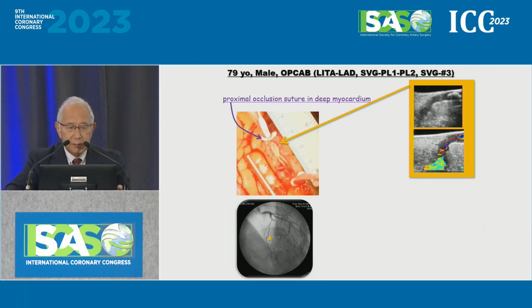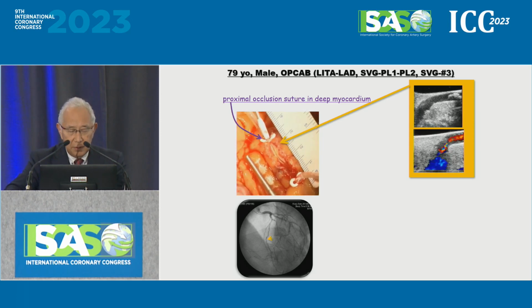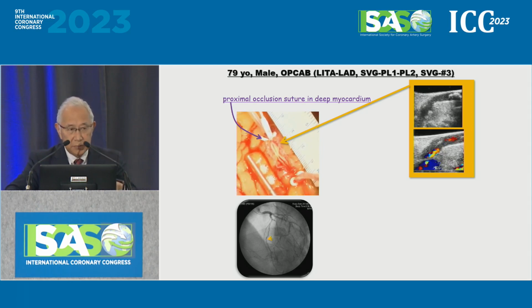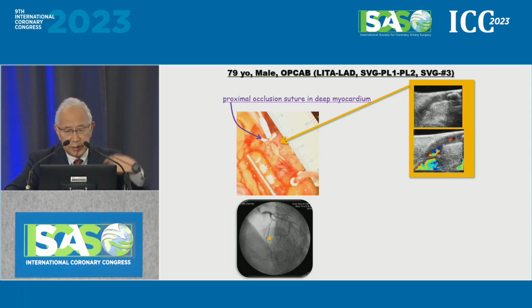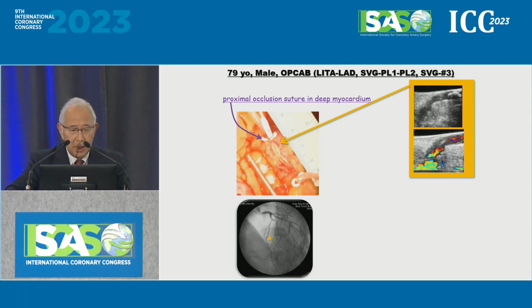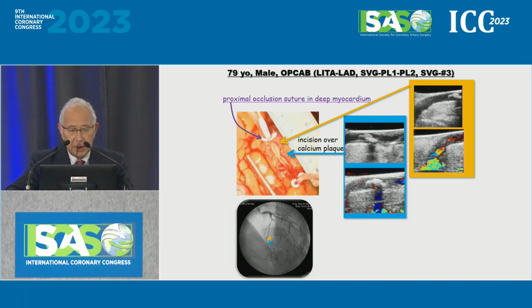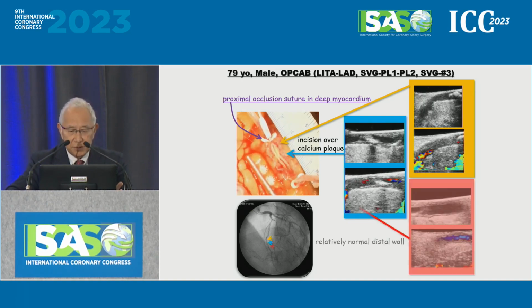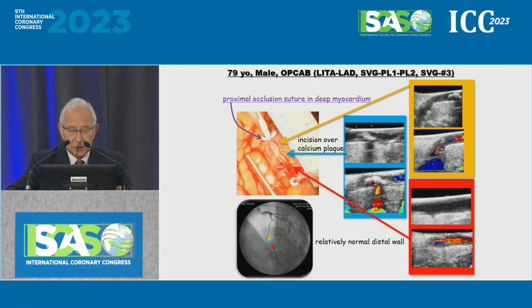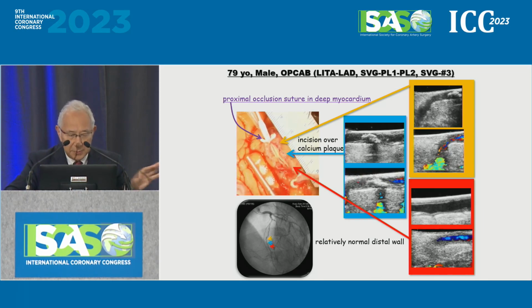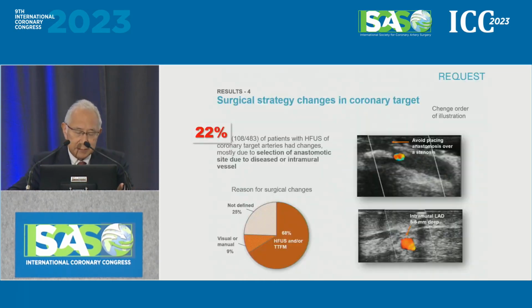And this is another case. Comparing to the actual operating view, the proximal LAD is deep in the myocardium, so I put the proximal snaring stitches a little bit deep. And this incision is over the calcium plaque. You can compare the actual calcium plaque and the vision. And distally, there is a relatively normal distal coronary wall. So in this case, I did a somewhat long onlay patchplasty.